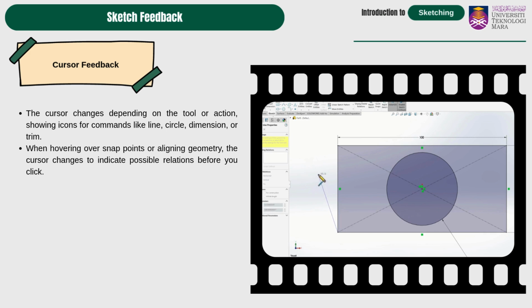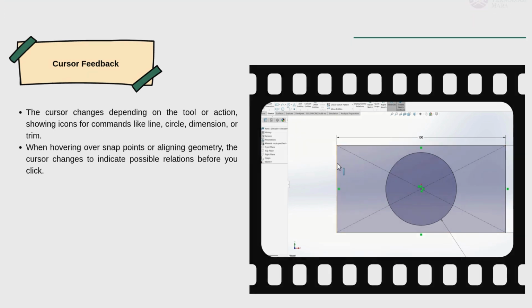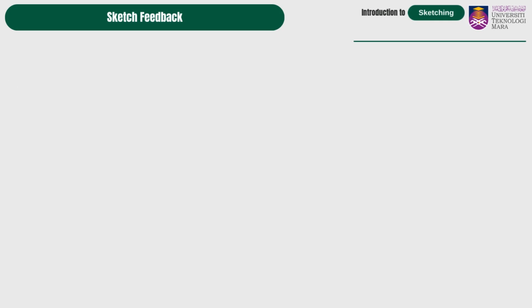If you bring your cursor close to a snap point, such as a midpoint, endpoint, or center, SolidWorks changes the cursor icon to indicate the potential relation you can create, like coincident, tangent, or concentric. This preview happens before you even click, which makes it much easier to align and connect your sketch entities accurately on the first try. This feature keeps your attention on the sketch itself, allowing you to work faster while still maintaining precision. Finally, let's look at on-screen prompts.